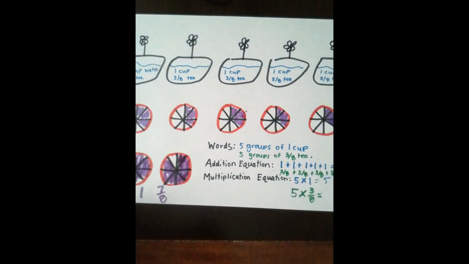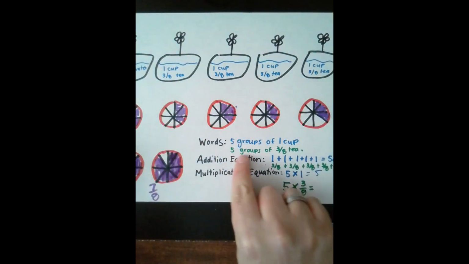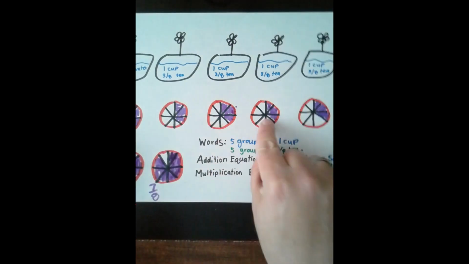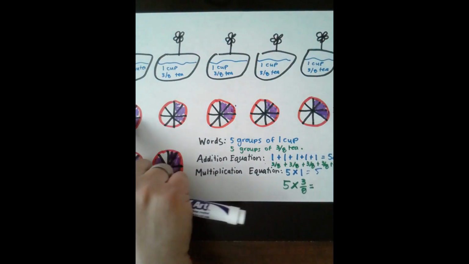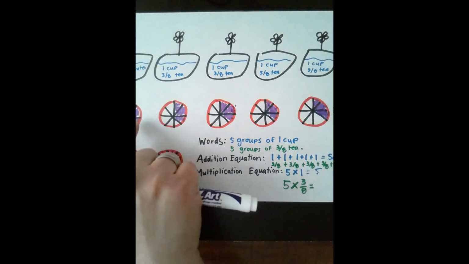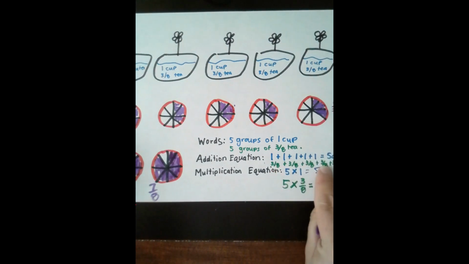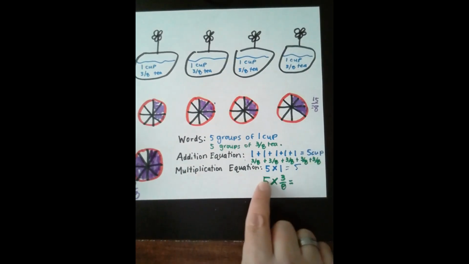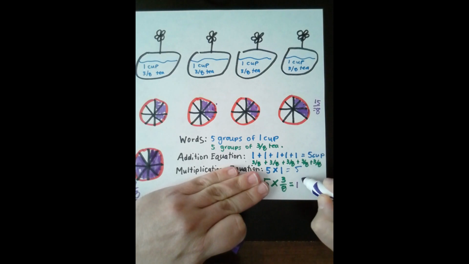So the biggest thing I want you to take out of this is that we started out with 5 groups of 3/8. 1 group, 2 groups, 3 groups, 4 groups, 5 groups of 3/8. So we added 3/8 5 times. So 3/8 plus 3/8 plus 3/8 plus 3/8 plus 3/8. That's our addition equation here. But that's the same as saying 5 times 3/8, which we found out when we added it all together is 1 and 7/8.